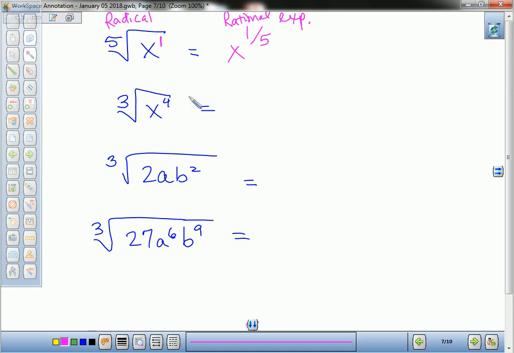All right, here's the radical form. Can we write it as a rational exponent? So what is our root? Our root is 3. What is our power? Our power is 4. Power over root.